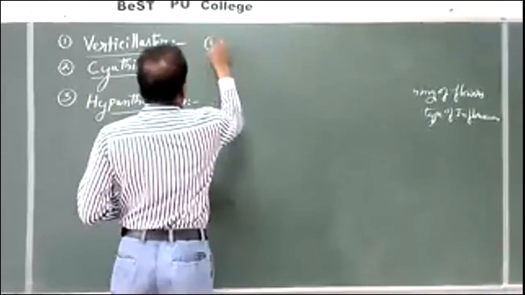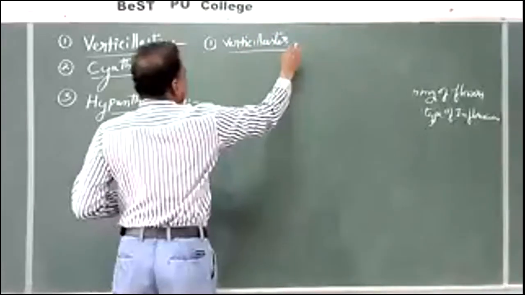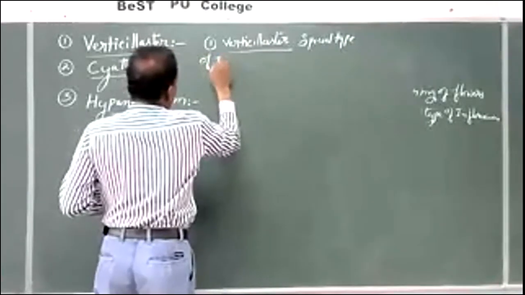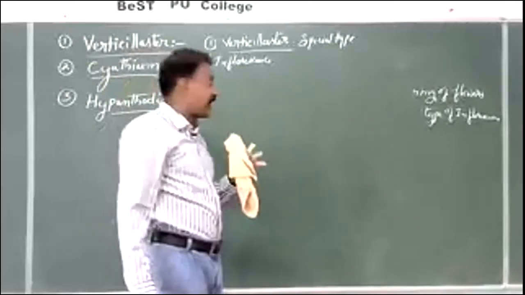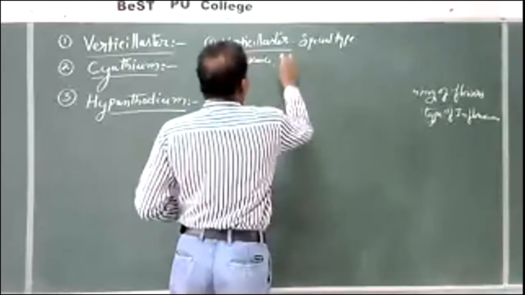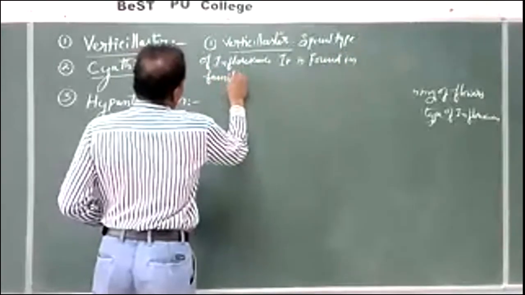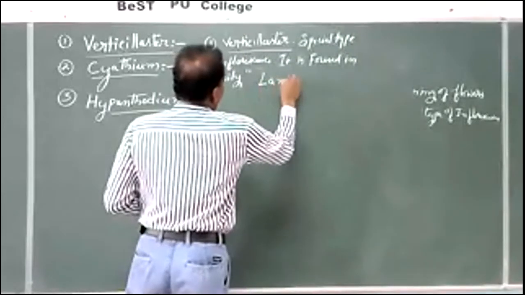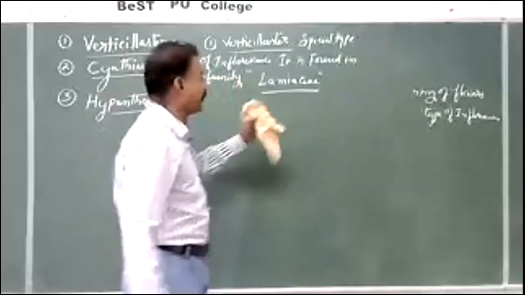First, verticillaster. This special type of inflorescence is found in the family Lamiaceae. Lamiaceae is a new name.